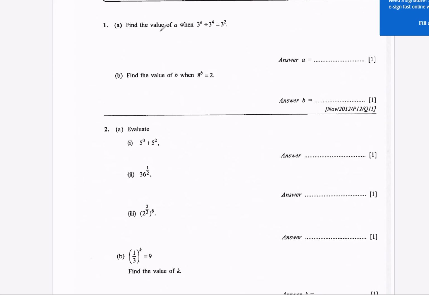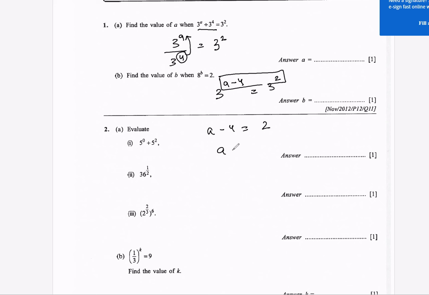Now what do we do? Find the value of a. So 3^a divided by 3^4 equals 3 square. Now this 4 goes up, it will become 3^(a minus 4) equals 3 square. We set up our equation: a minus 4 equals 2. And then a will be equal to 2 plus 4, which is 6. So the answer for a is 6.